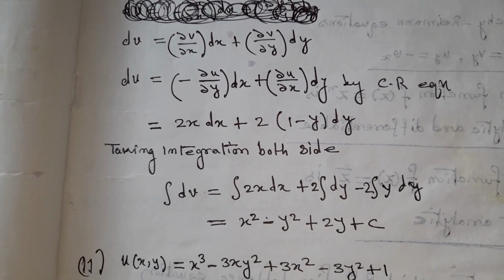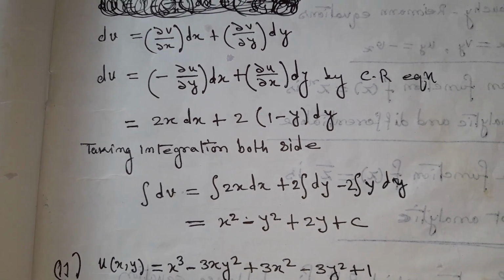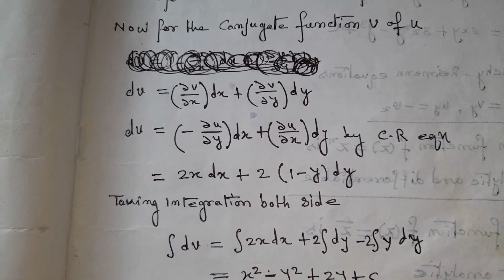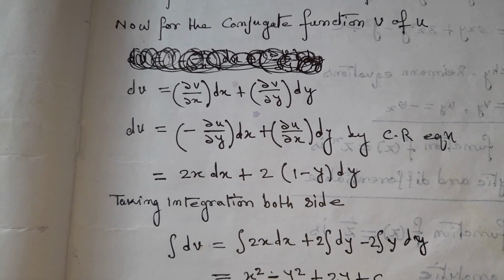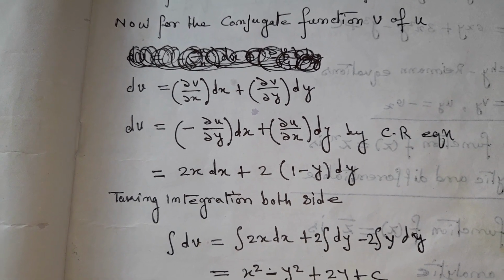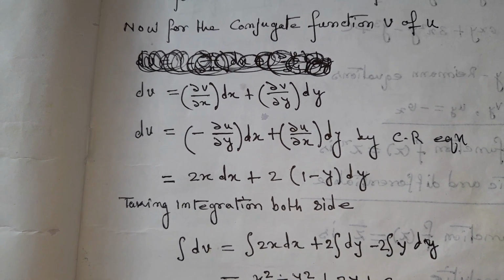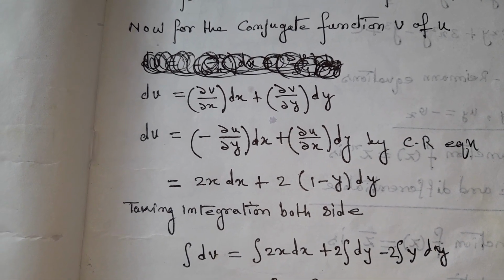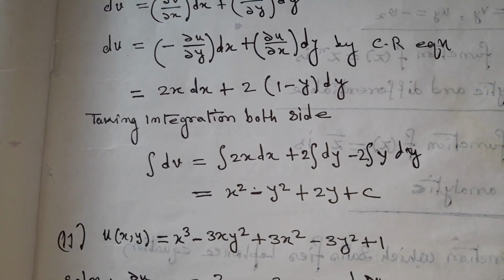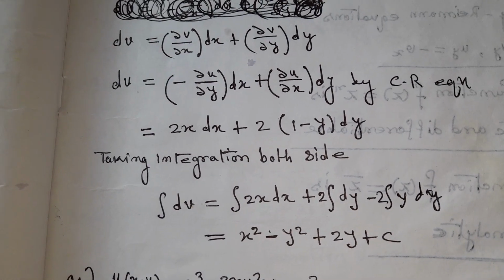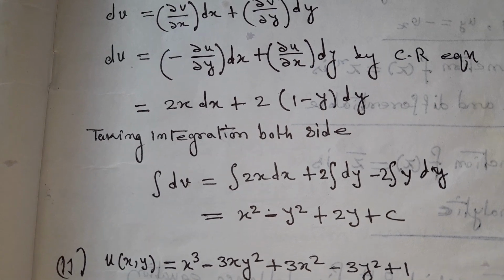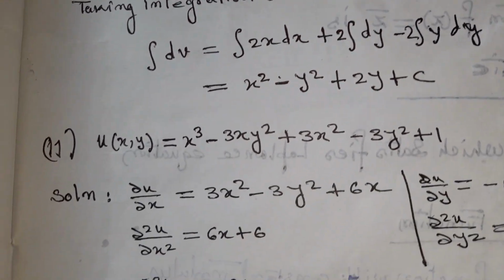Now taking integration on both sides, dv equals 2x dx plus 2 dy minus 2y dy. Integrating, we will get v equal to the integration of 2x dx plus 2 integration dy minus 2y dy. So the result will be x² minus y² plus 2y plus c.